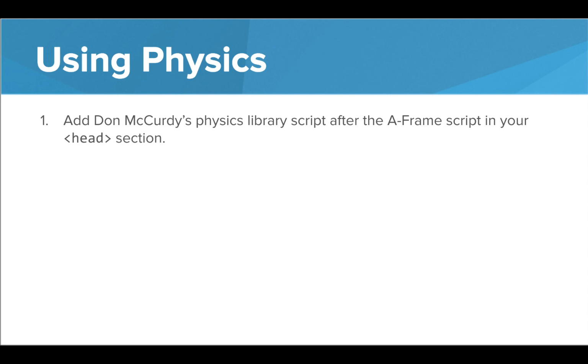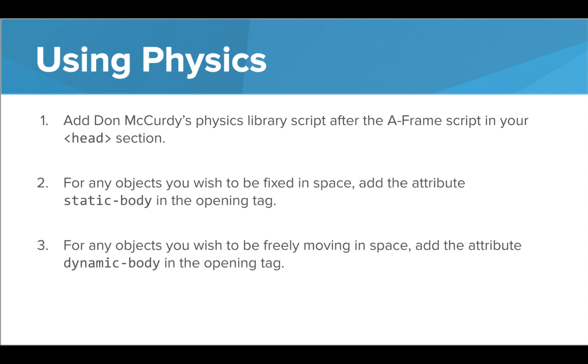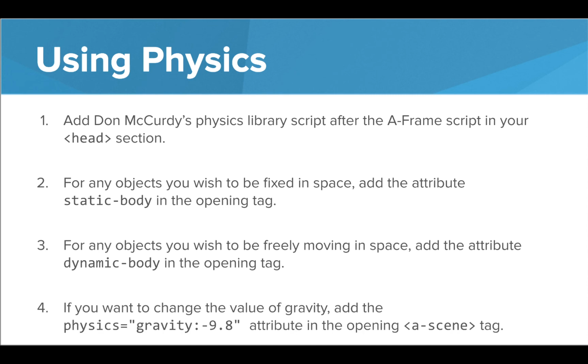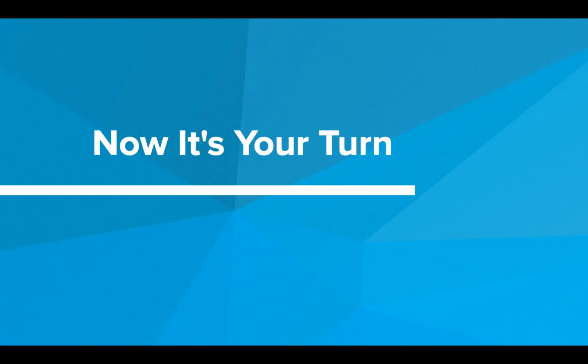To add the physics, we needed to add the script that we found on GitHub. In this lesson, we take care of that step for you, but for other projects, you'll need to add that script. Next, any object that we want to be fixed in space, we add the static body attribute inside the opening tag for the object. Likewise, we add the dynamic body attribute for objects that we want to be free moving in space. Optionally, we can also alter gravity by adding a physics attribute to the opening tag of our scene. So now that you've seen the physics in action, it's your turn to play around in the editor.